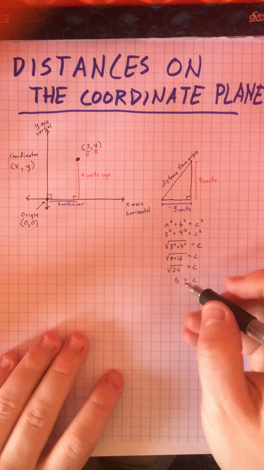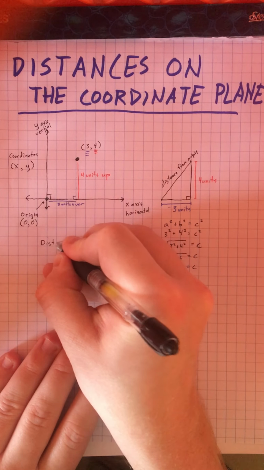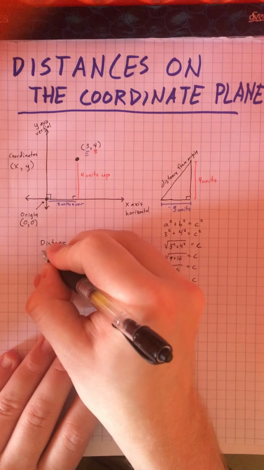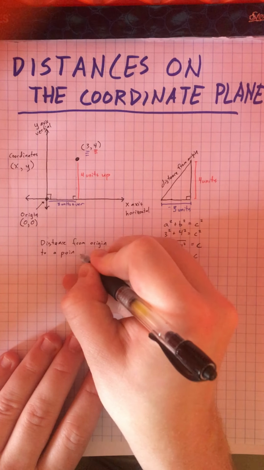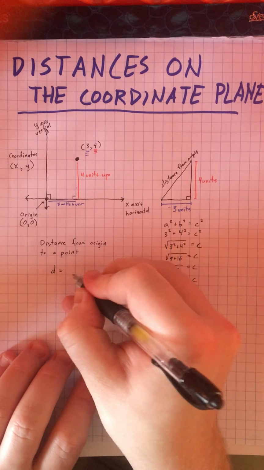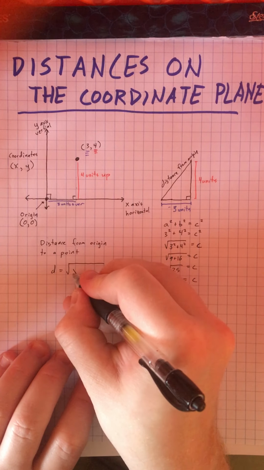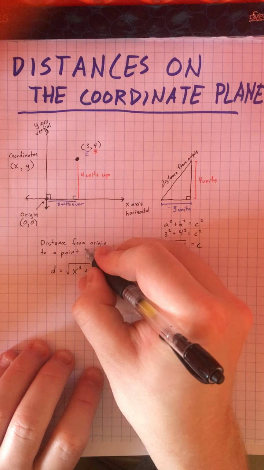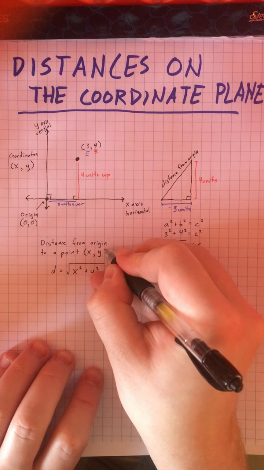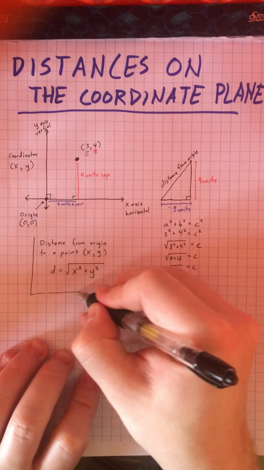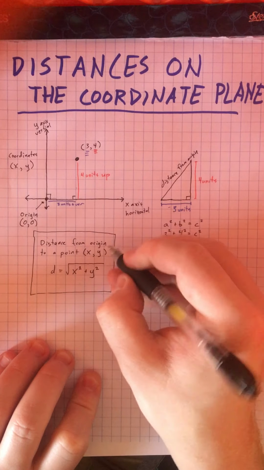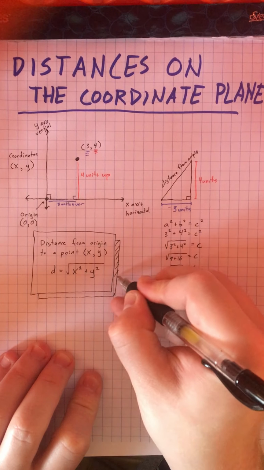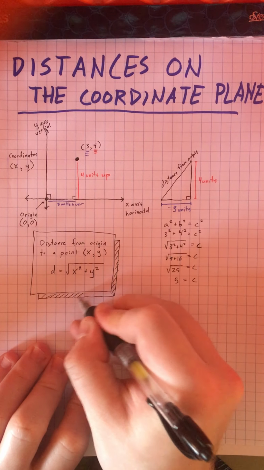This gives us our first little formula. The distance from the origin to a point can be expressed as the square root of the x-coordinate squared plus the y-coordinate squared. Because the point forms a right triangle where the distance we're looking for would be the hypotenuse.